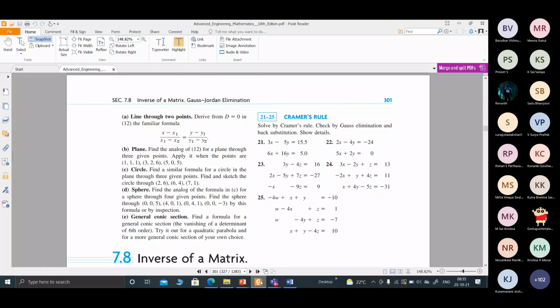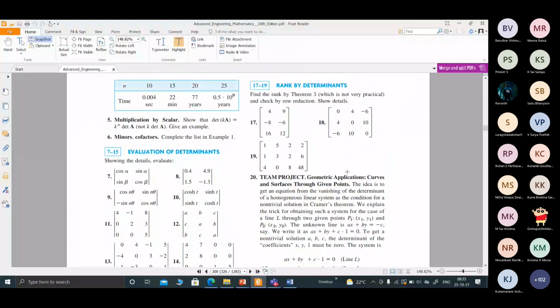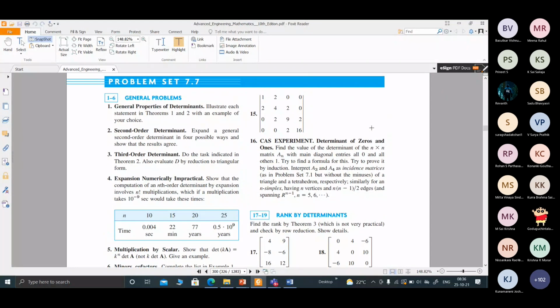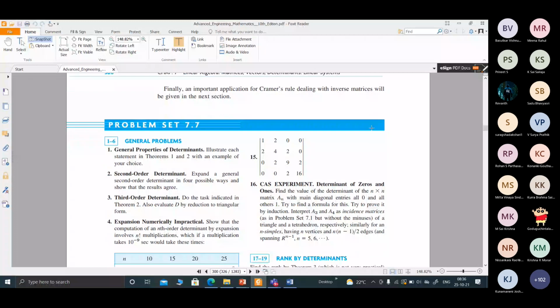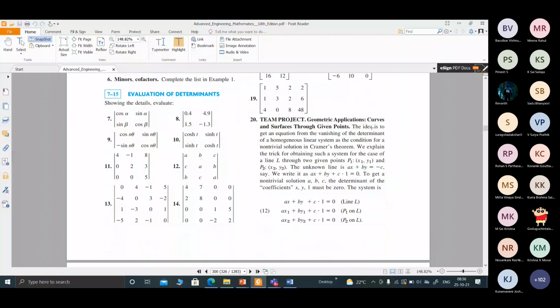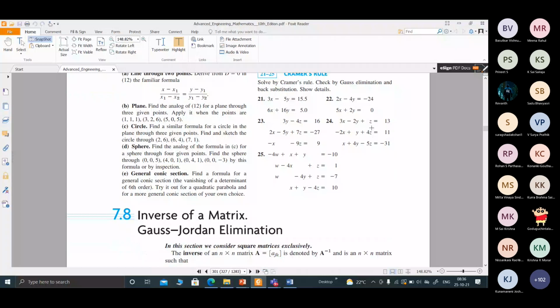This is the problem list, and in fact this is from a textbook, the topic Cramer's rule, page number 301. This problem set is there. We will think about that later. But now, evaluation of determinants and all are not required. Find the rank. Only 3 problems are there, very small number of problems. You can try those.